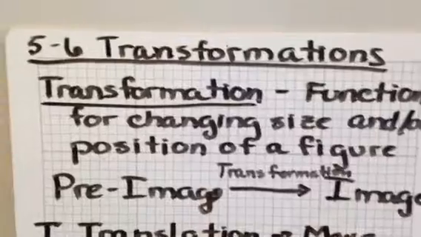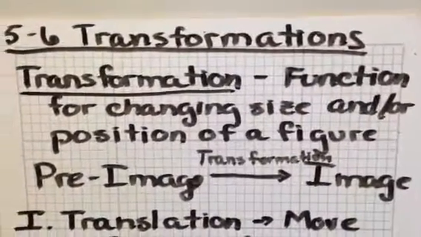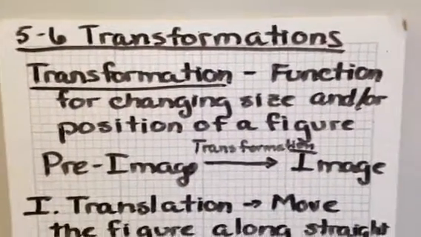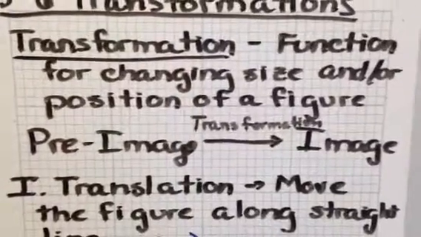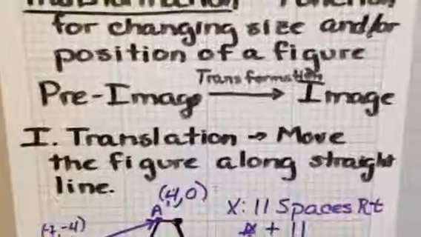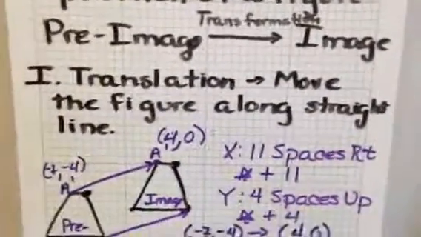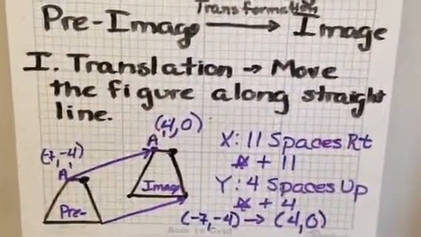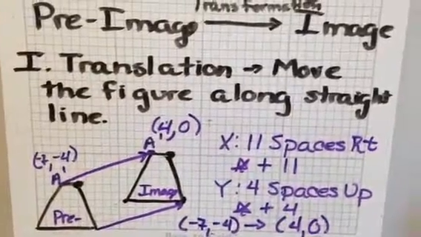then our image. The transformation that we have already done is using scale factors when we've done our dilation. That is a type of transformation. Now we're going to move on to a type of transformation called a translation. And that's when you take a figure, a pre-image, and you move it along a straight line.